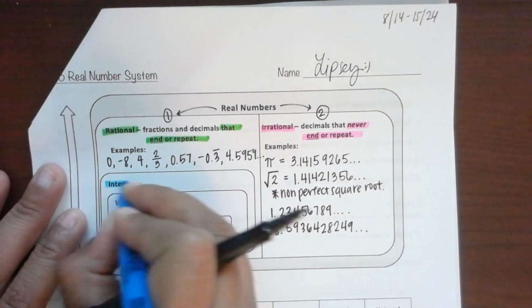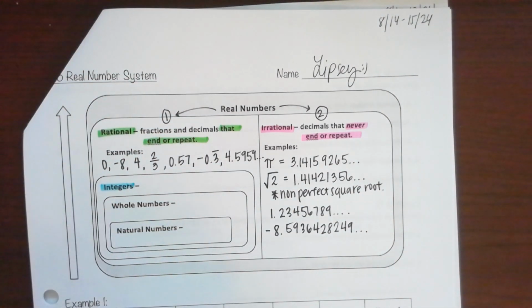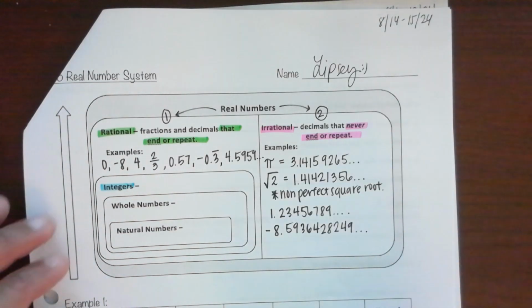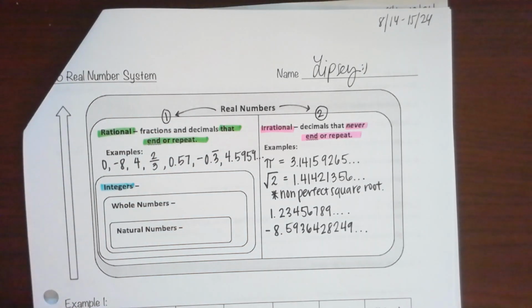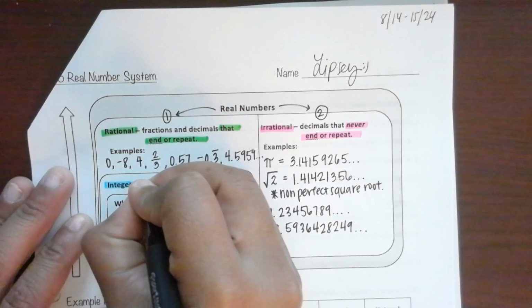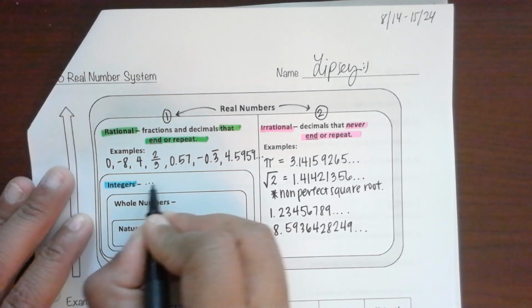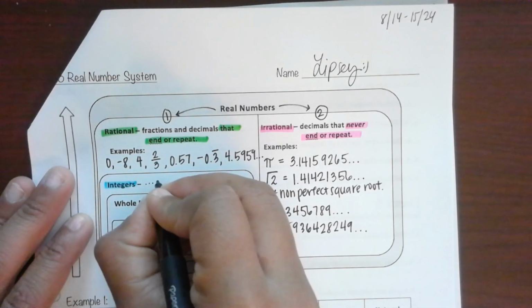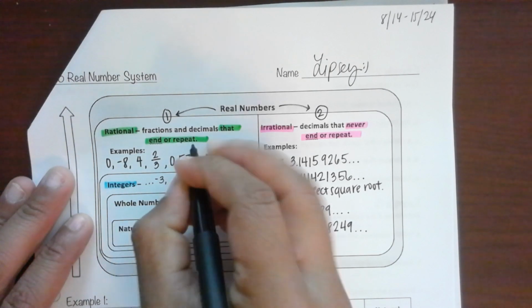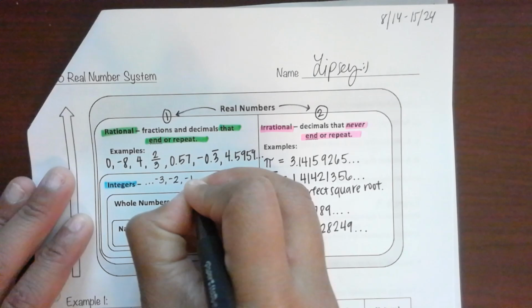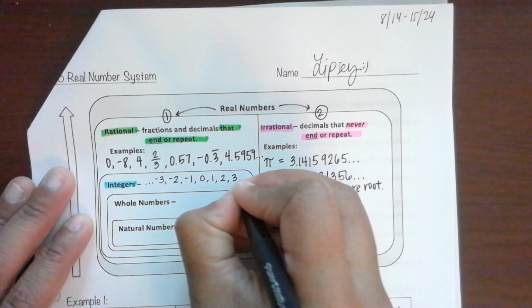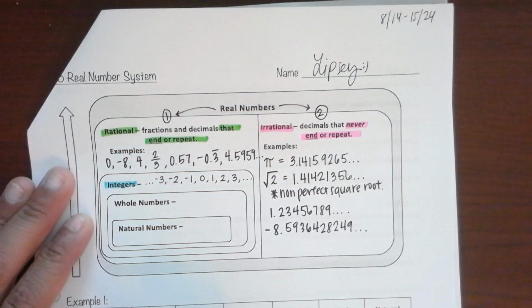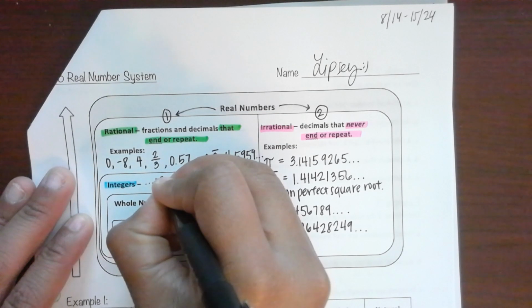So, looking at integers, they are one step below rational, which means, what am I taking away from rational to integer? Do you remember? What can integers not be? Decimals or fractions. So, I can start with anything. I'm going to start with 3 dots because this is a number line that continues forever in both directions. And I have -3, -2, -1, 0, 1, 2, 3, and this goes on forever as well. It is a number line.